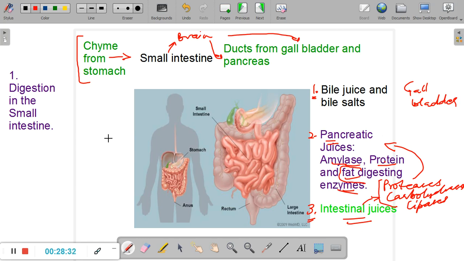I hope you've understood the process of digestion in the small intestine. In our next session, we will try to understand the process of absorption in the small intestine, and that is actually very interesting.